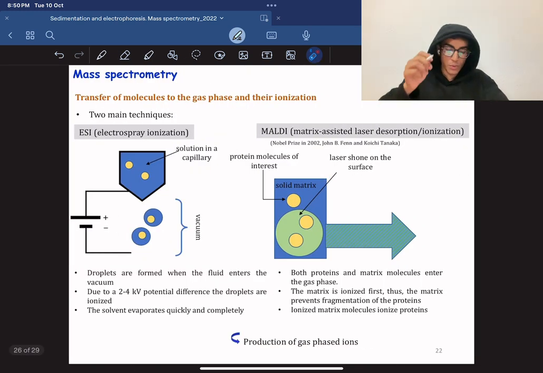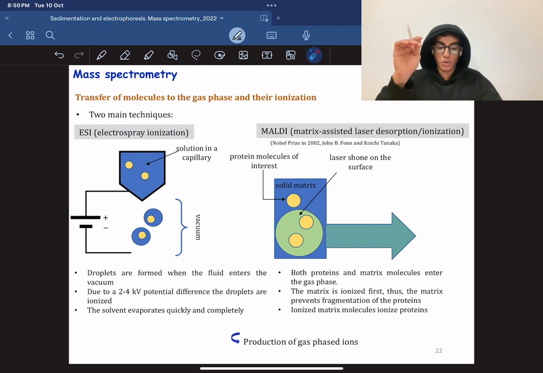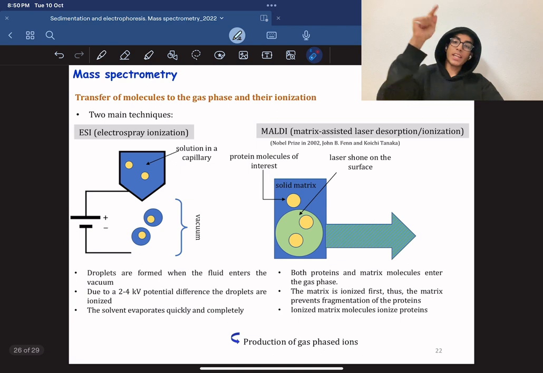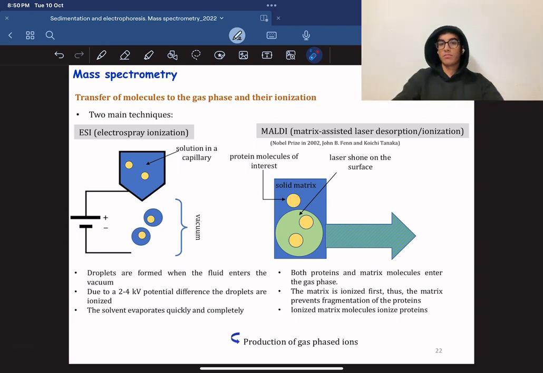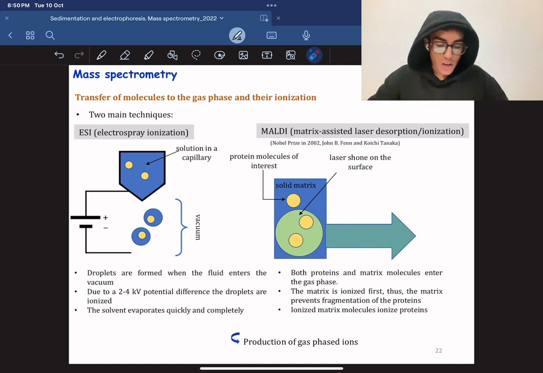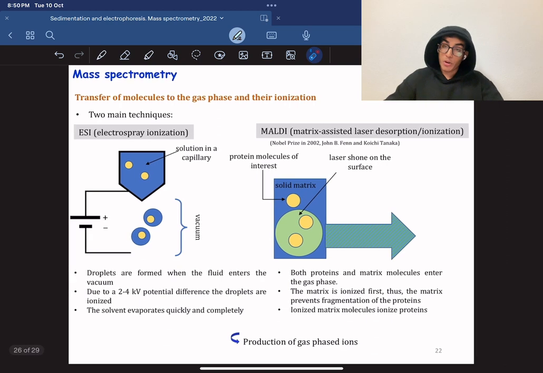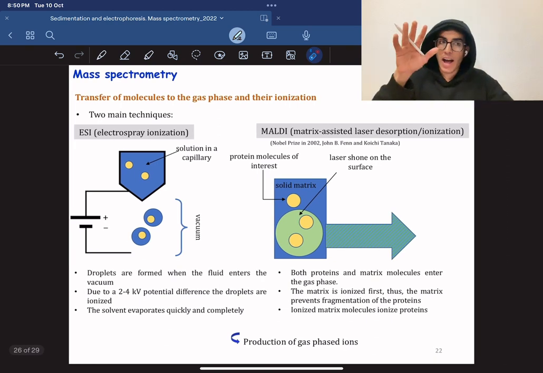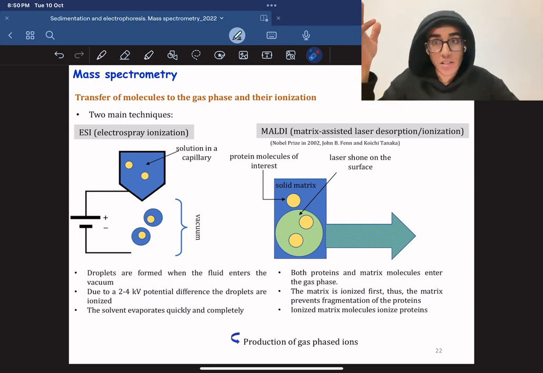Let's move on. Over here, what do we see? Transfer of molecules to the gas phase and ionization. Okay, so this we have to understand. Mass spectrometry, I feel like it has high chances of coming as an essay question. You know what? Take it from me right now. This is gonna come as an essay question. Done deal. Okay, so that's my prediction, and I'm gonna be doing this for later on. I'll give three predictions, and let's see if it comes or not.